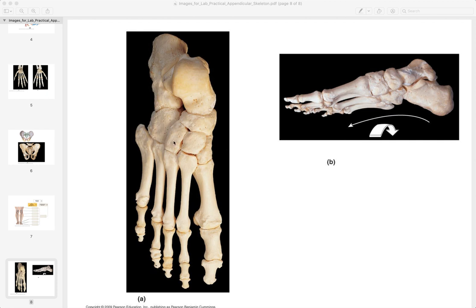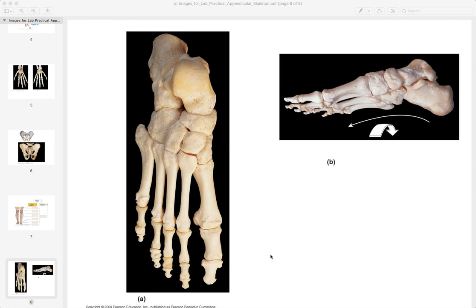This bone is the lateral cuneiform. This bone is the intermediate cuneiform. And this is the medial cuneiform. And this is the navicular. Okay, and then the metatarsus is formed of 5 metatarsal bones.